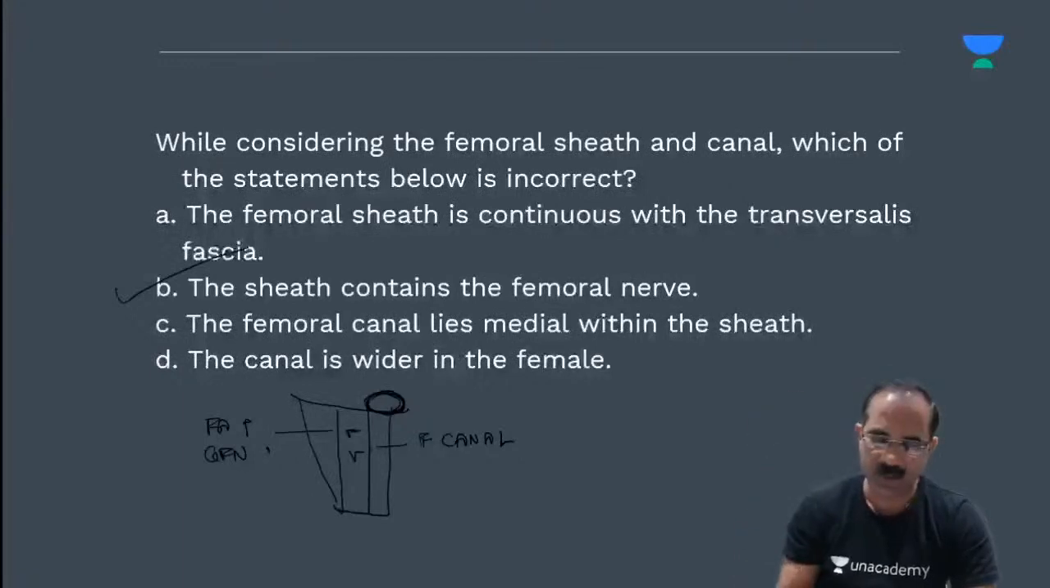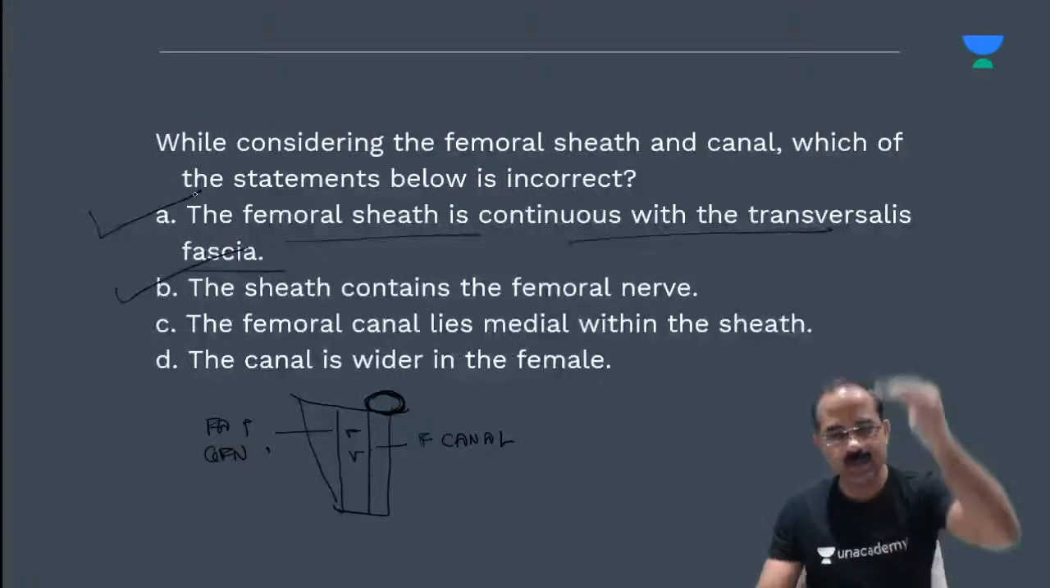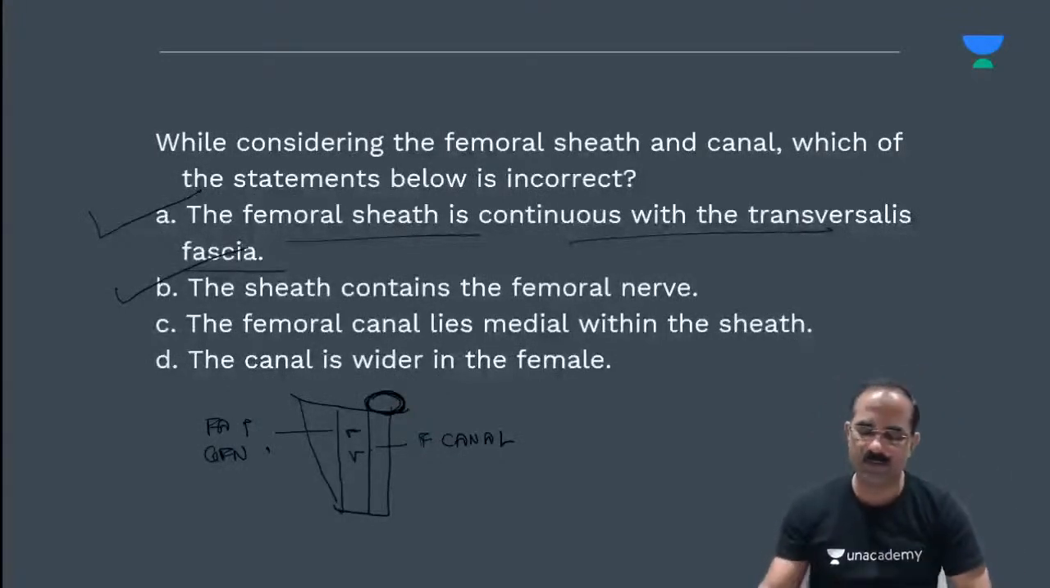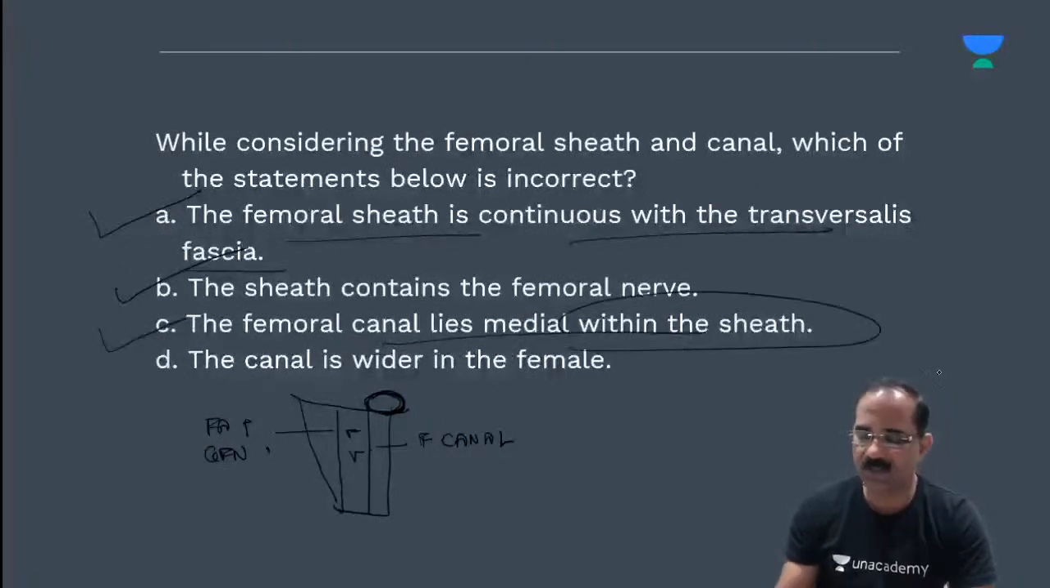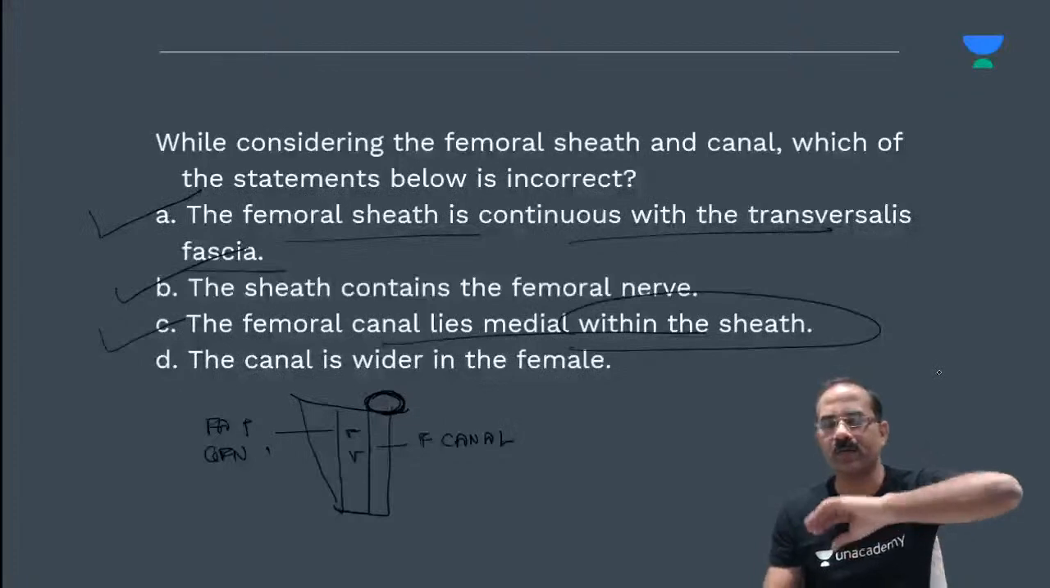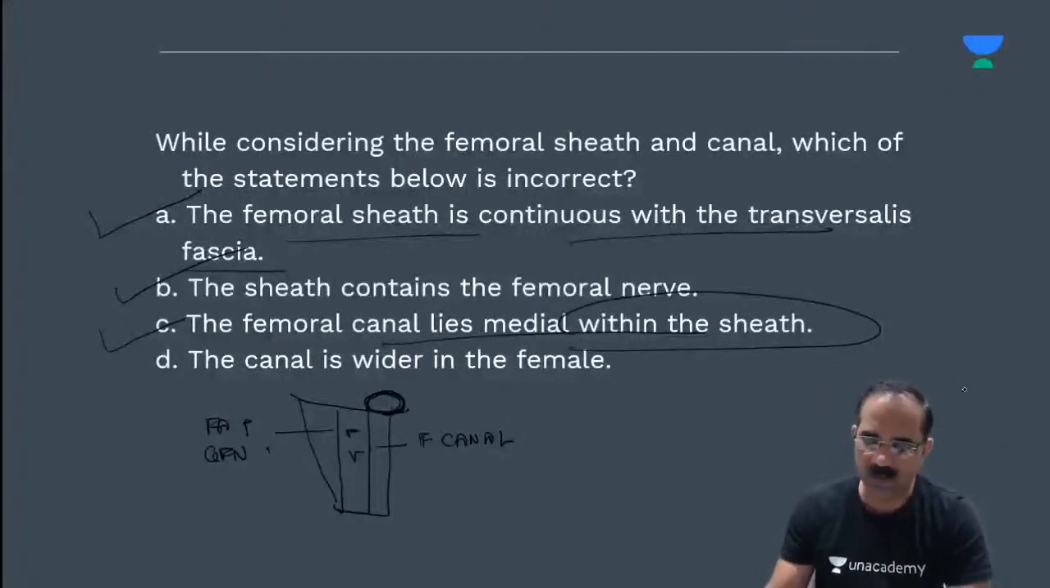Okay, just have a look. The femoral sheath is continuous with the fascia transversalis. Yes, that's correct. The femoral sheath is a continuation of the fascia transversalis. Yes, the femoral canal lies within the femoral sheath. That's correct. It's the medial-most compartment of the femoral sheath, the femoral canal.